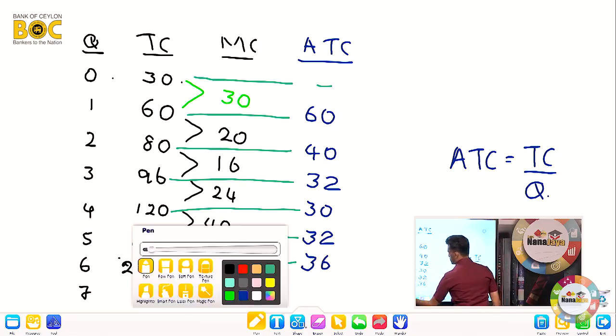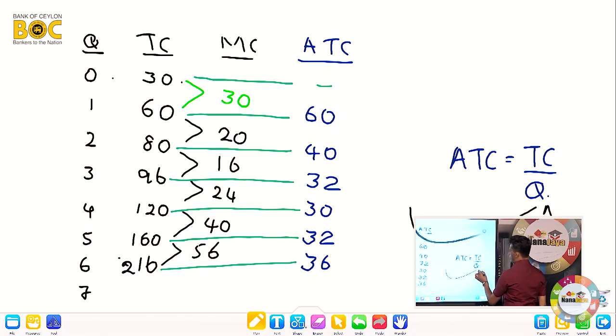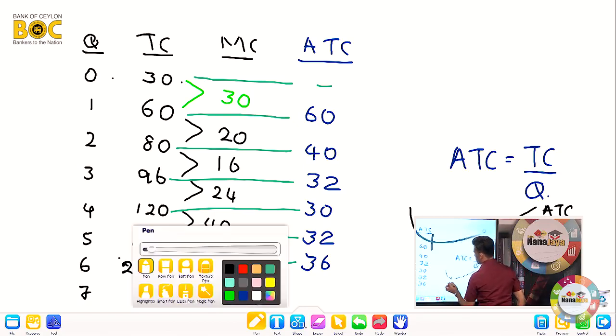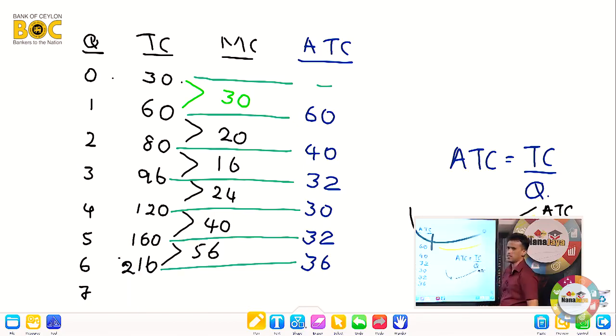If you can remember the shape of the average total cost curve of a firm, it takes this kind of a U shape. So if average total cost started to increase after a certain point, from this point onwards ATC will not go down. Now if you can see, ATC decreases from 60 to 40 to 32 to 30, and from this point onwards it increases, like 32, 36.